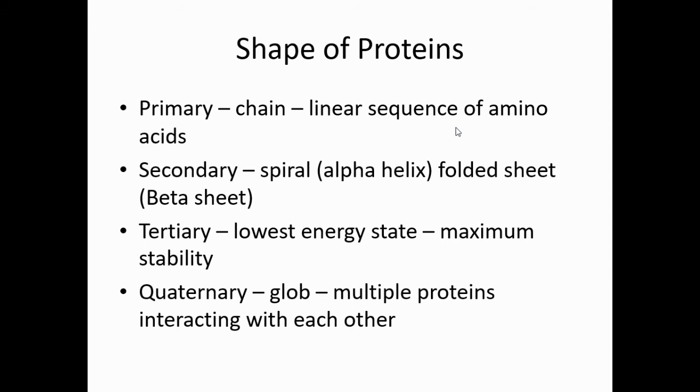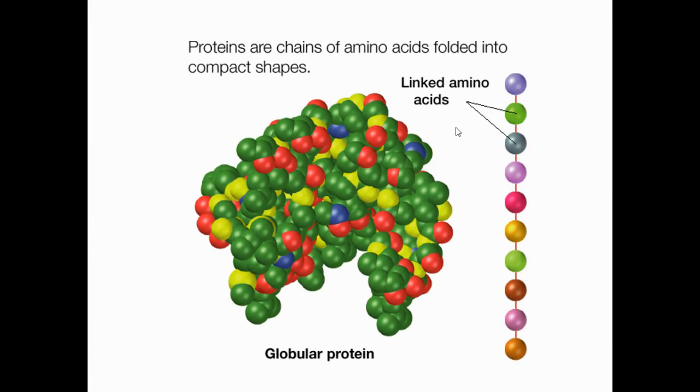So these are the different shapes of proteins, and you don't have to write any of this down. The primary shape is going to be a chain, which is just a linear sequence of amino acids. You could have a secondary shape, also known as a beta sheet, which is going to be a folded sheet, or you could have an alpha helix, which is a spiral shape. Tertiary is the lowest energy state with the maximum stability, and quaternary is a glob. It's multiple proteins interacting with one another. So here is the difference between a primary structure, which is very simply linked, and a glob that's just a big mess.